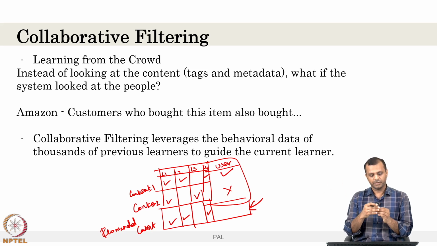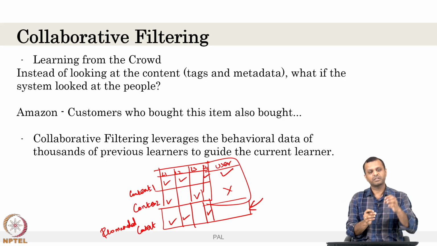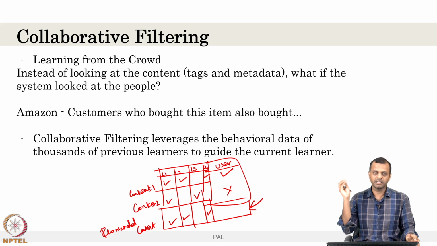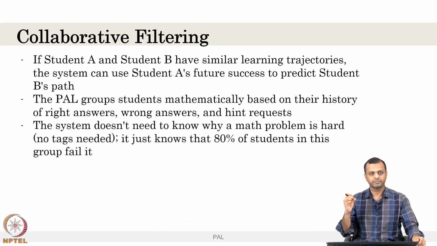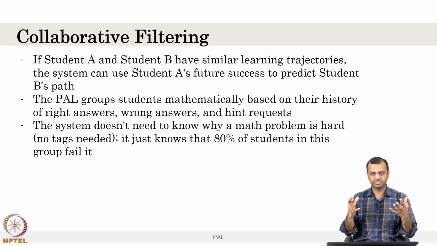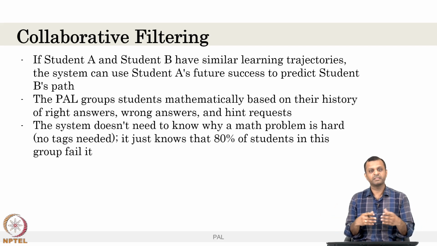So it is based on association rule mining. It is trying to get you the recommended product based on your friends or a similar set of people as the user, the same kind of people. So collaborative filtering uses the behavioral data of all other previous learners to guide the current learner based on the content they liked. For example, if student A and student B have similar learning trajectories, the same group, the same area, contextually the same, and have also learned similar topics before, then student A's future success can predict student B's path.